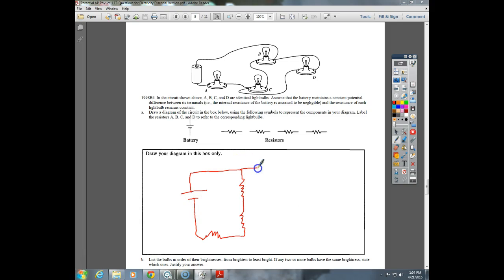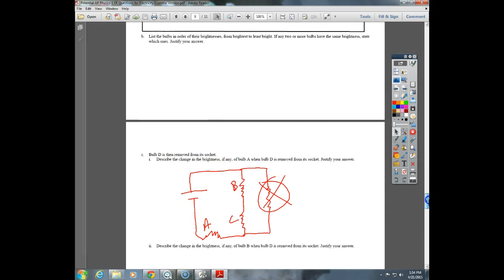So in the last problem we did, we had a very similar thing happening here. If I get rid of D, this is no longer there. So now I still have B, C, and A. And when I remove D, I get this circuit, and it says, what change in brightness would I have? So A, from what we remember before, A will get less voltage. So now this one gets less voltage. And so therefore, A is dimmer.